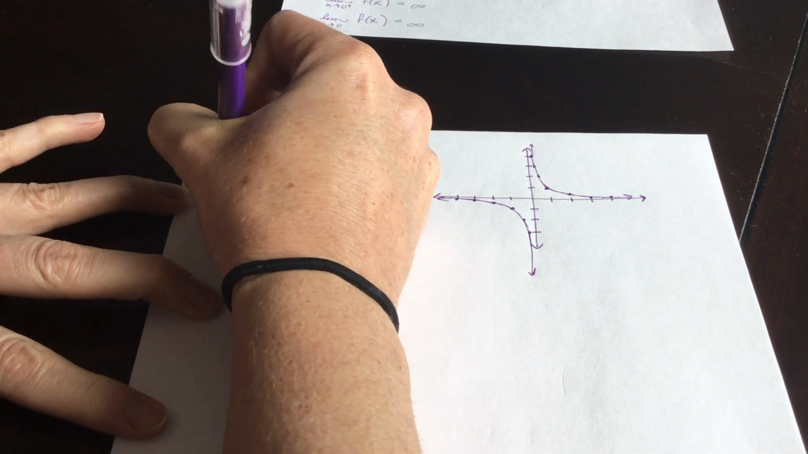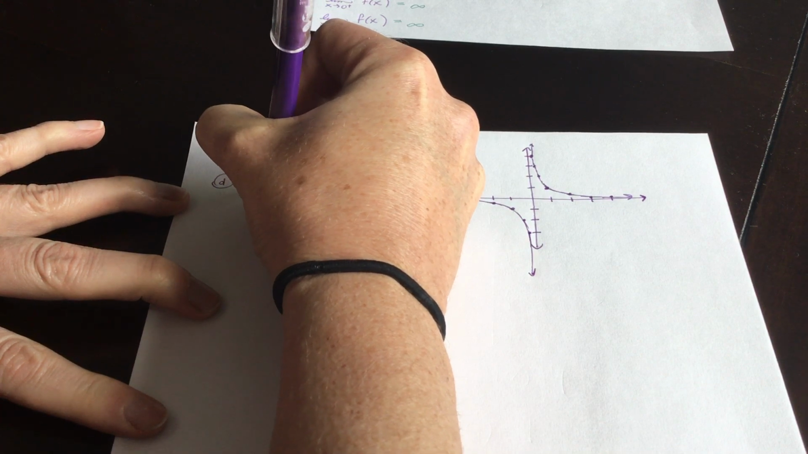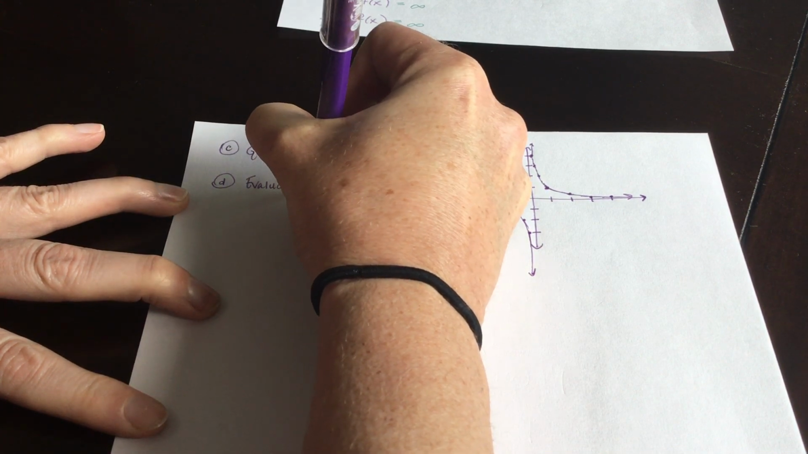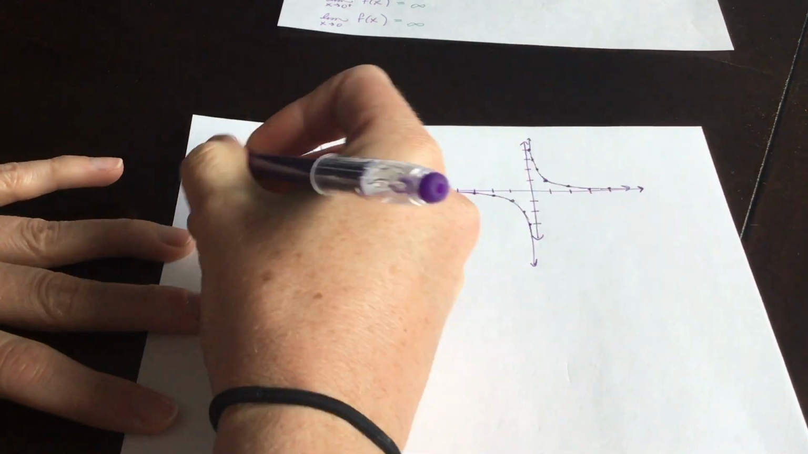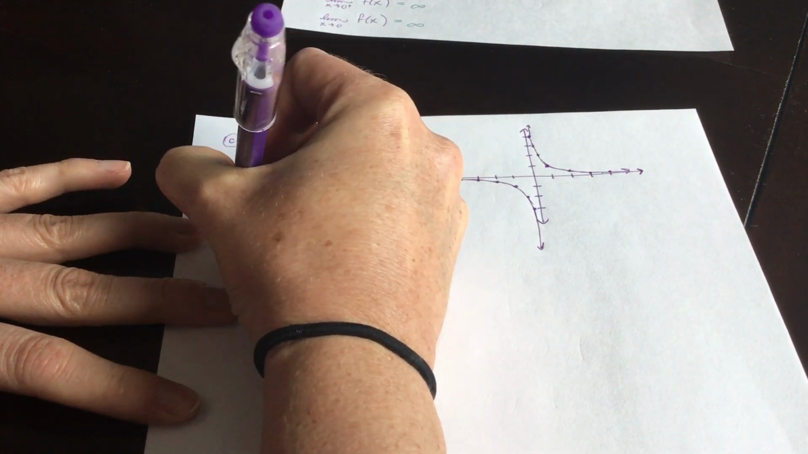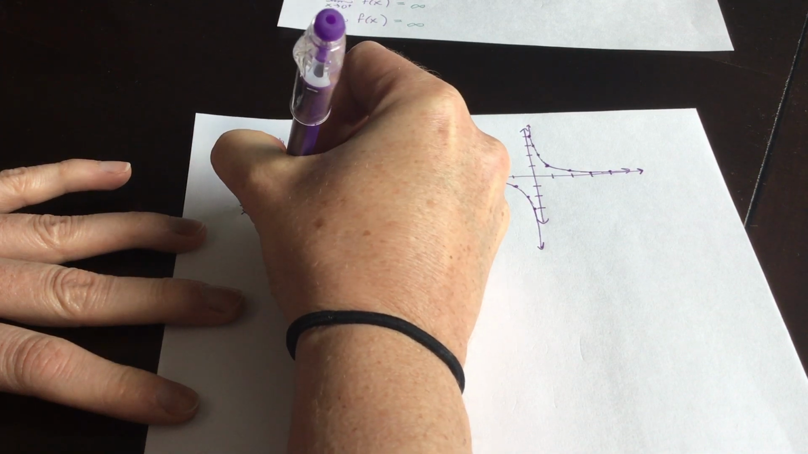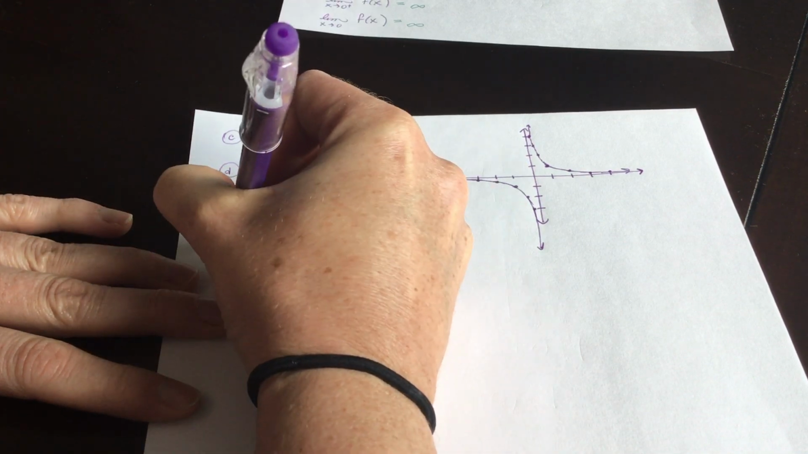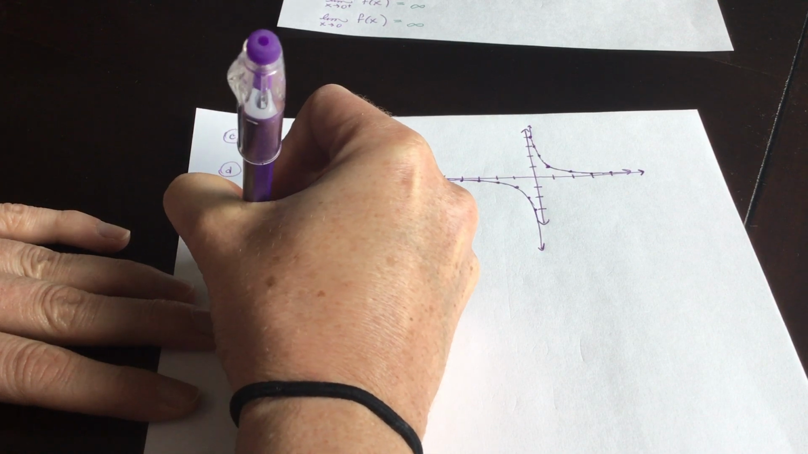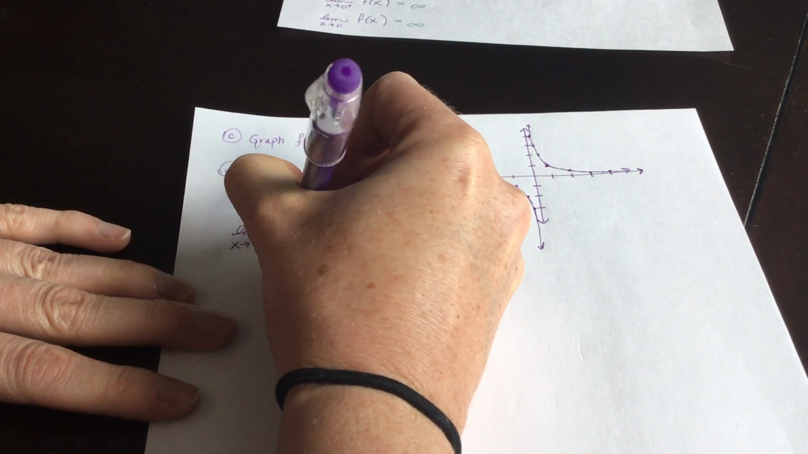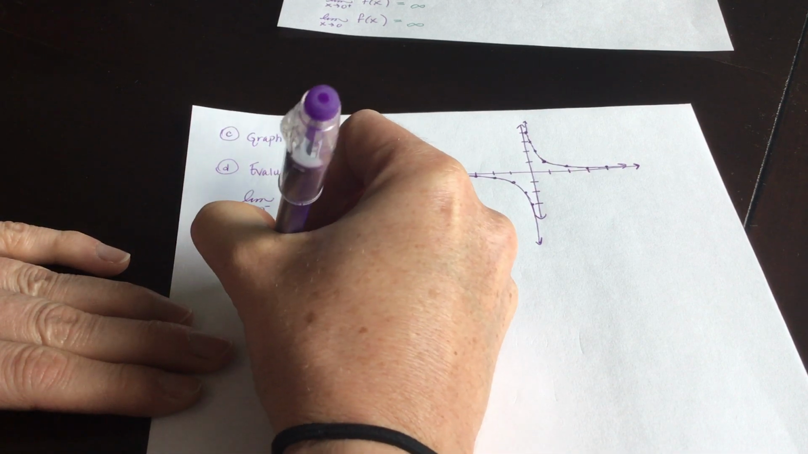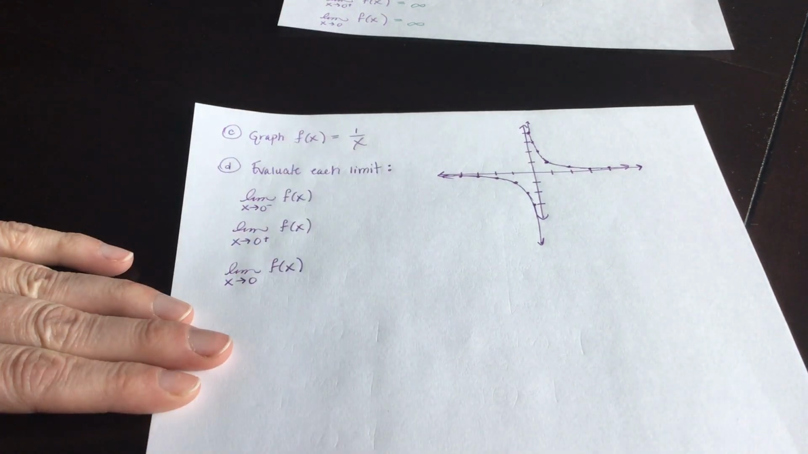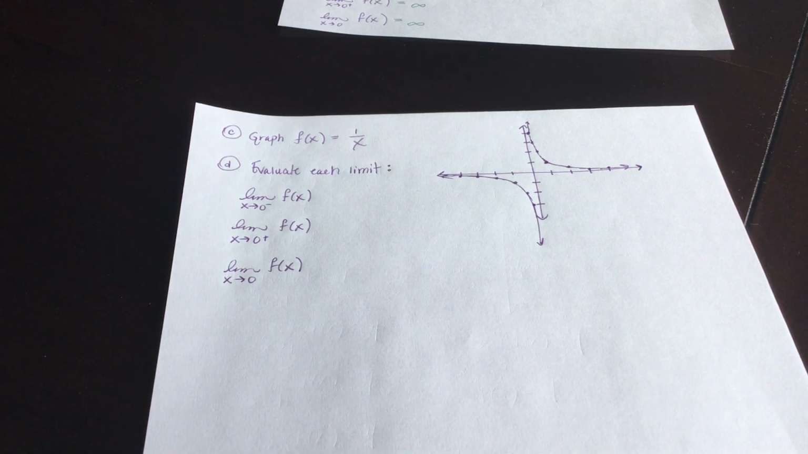For part D, let's have you evaluate each limit. Let's do the limit as x approaches 0 from the left of this function. The limit as x approaches 0 from the right of this function. And just the limit as x approaches 0 of this function. Remember, no superscript means a double-sided limit. All right, my friends, go ahead and take a look at that and see what you think.